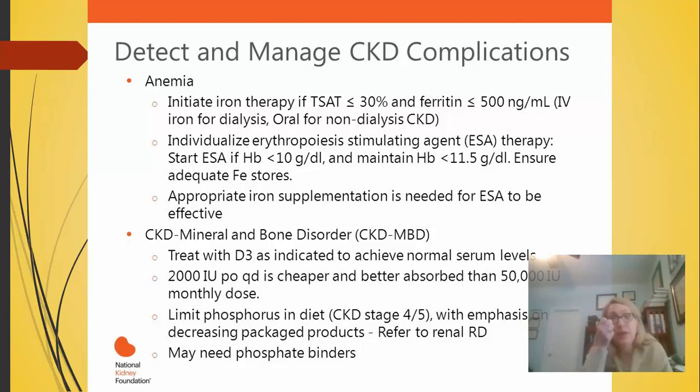be treating anemia, and that they will have these complications. You need to know what the complications are likely to be. With phosphorus issues, that happens when they get to stage 4 and 5.